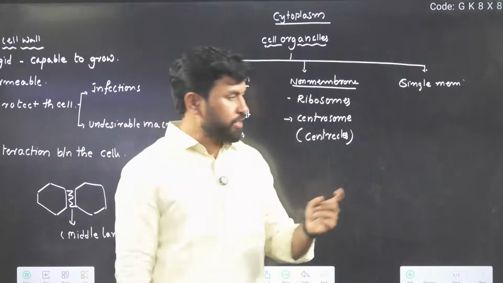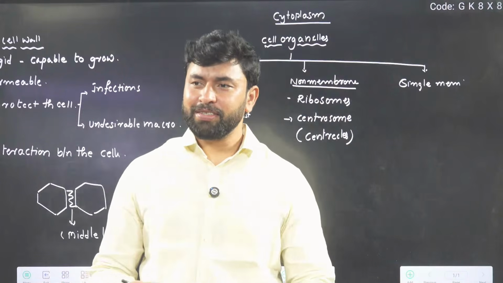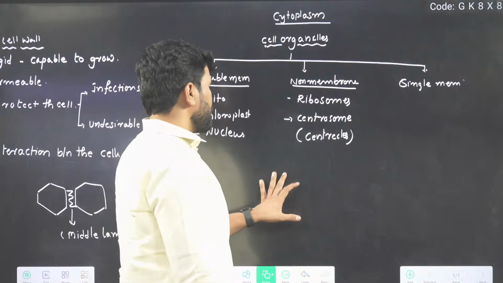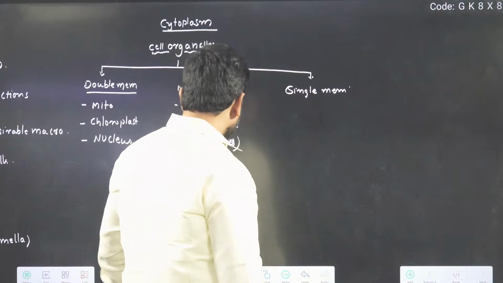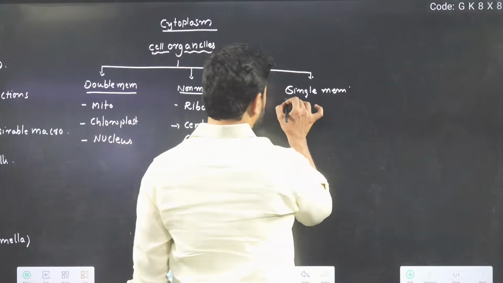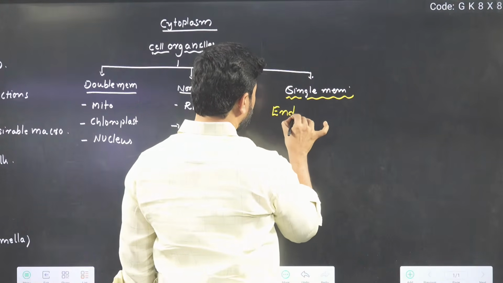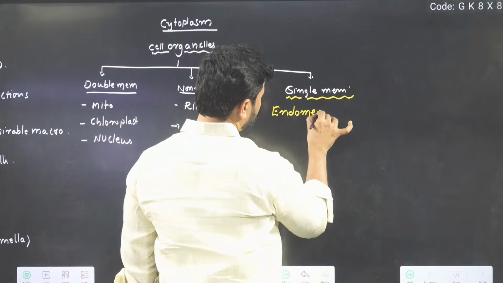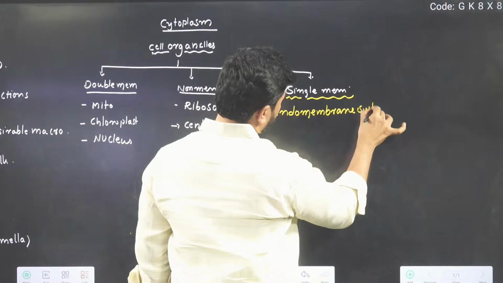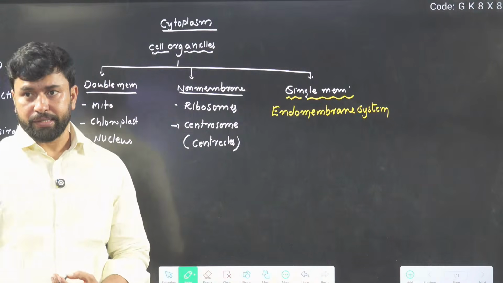Now my discussion is about single membranous bodies. Apart from these, whichever are present, obviously they are single membranous. When you talk about single membranous cell organelles, immediately you will get one idea. Some single membranous organelles are called the endomembrane system. Some single membranous bodies are called the endomembrane system.